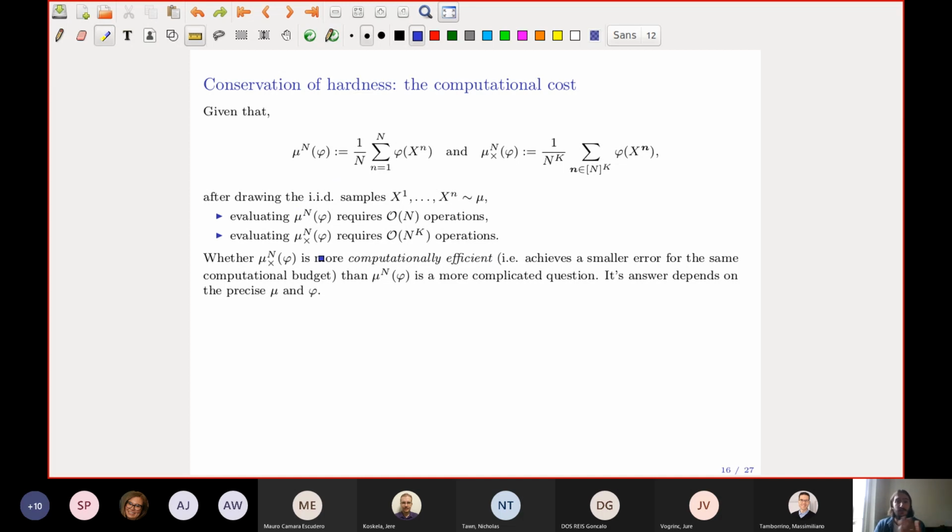And hence this question of which one is actually more useful in practice, which one achieves a smaller error given the same computational budget, is trickier than that of the variance. It depends on the exact target and the exact estimator. And you can get some intuition by just looking at simple examples. If you'd like to see some of that, just go to the preprint. But I'm just going to go through the conclusions you get from those, because I think they're quite intuitive.